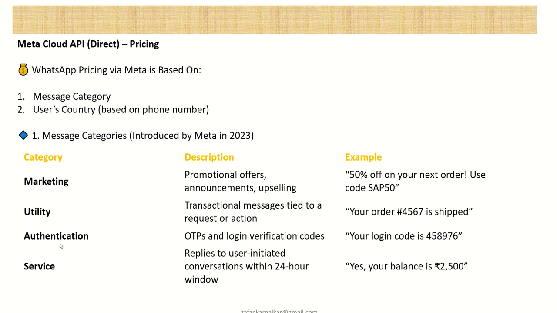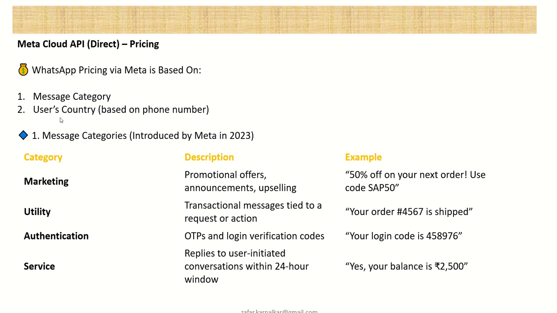Then the authentication. Earlier we made use of Google Authenticator, Microsoft Authenticator, email and all to send the OTP. Nowadays we can make use of WhatsApp for the authentication purpose. So this also comes in a different category. Then service, for a conversation with the customer. So those are the categories.